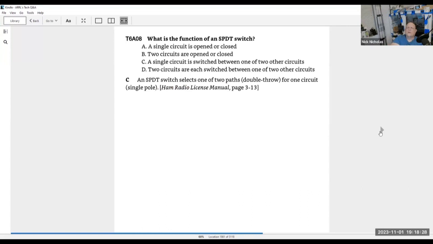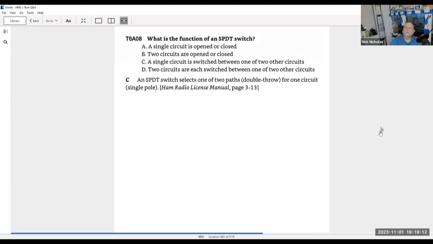What is the function of a SPDT switch? Well, switches come in various designs. This switch they're talking about is single pole, double throw. It is a single circuit between two other circuits. There's one switch, a single pole thrown one way. It can go on or off. That's it. It doesn't have an on, off, and another on the other way type of thing.